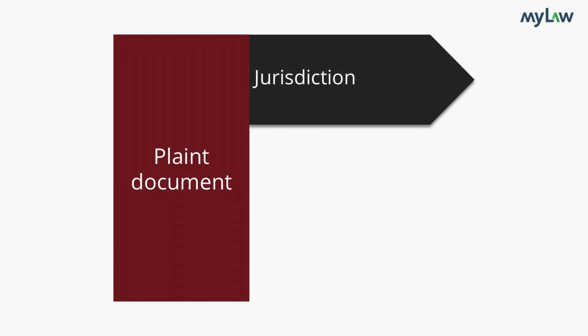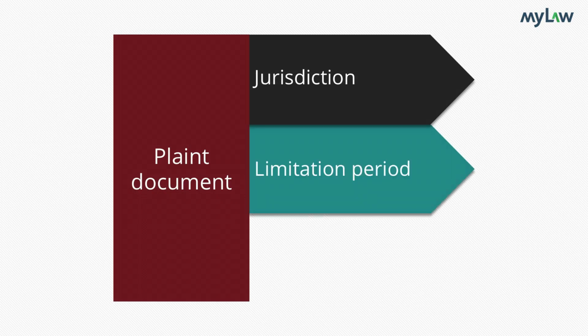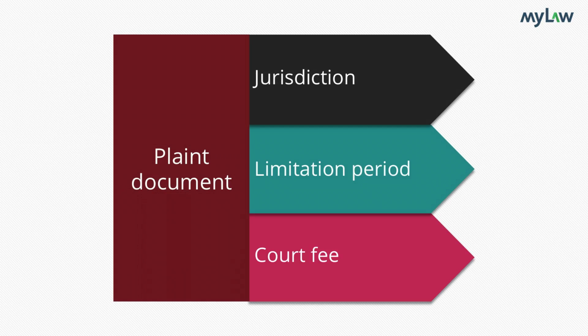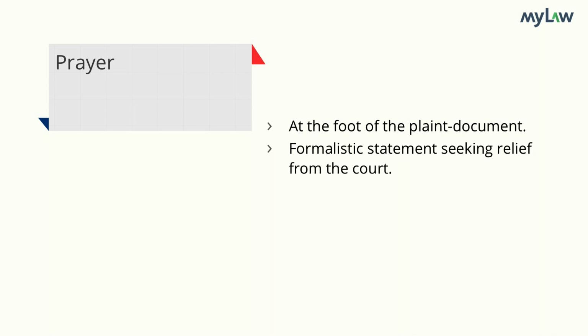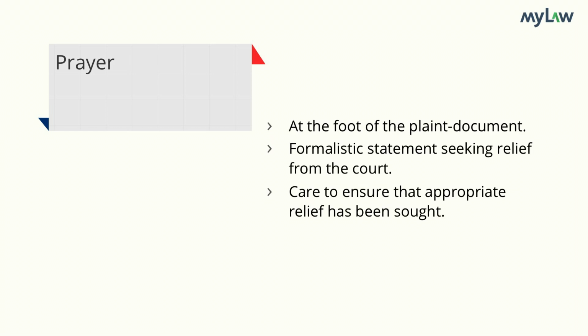From a drafting perspective, remember that the body of the plaint document must always state that the court has jurisdiction, that the proceedings have been commenced within the limitation period, and that the requisite court fee has been paid. Finally, the concluding portion of the plaint document is always the prayer column. It is at the foot of the document and is a formalistic statement seeking relief from the court. Remember that care should be taken to ensure that the prayer is phrased correctly, so that your suit is not dismissed on a technical ground.